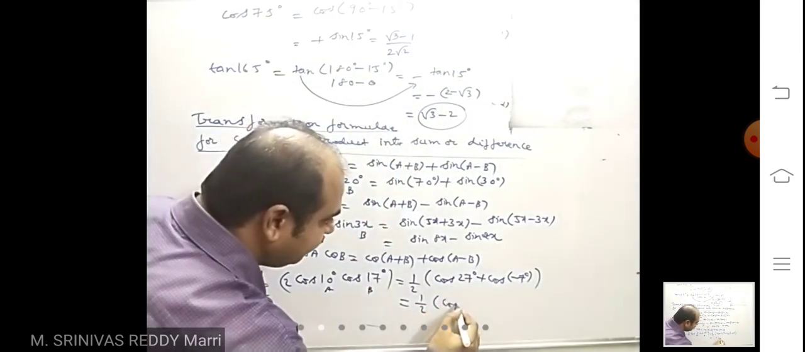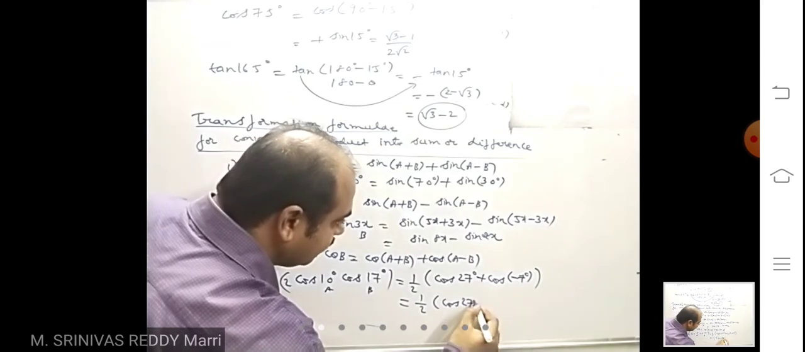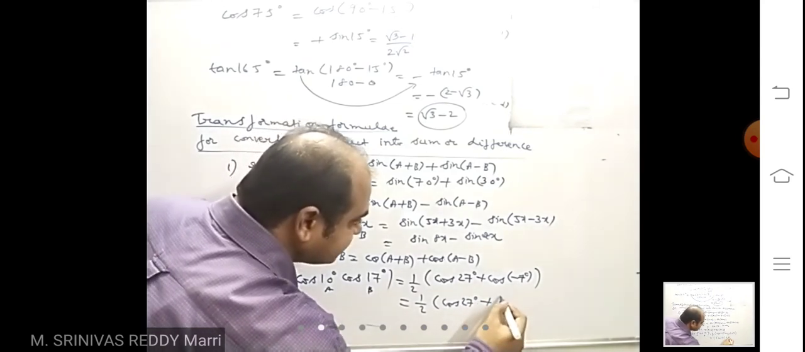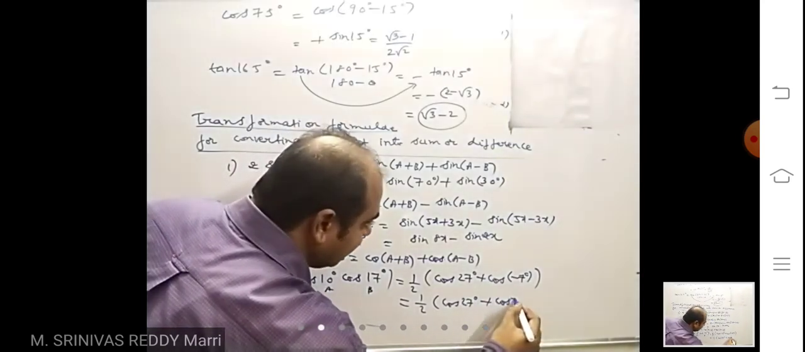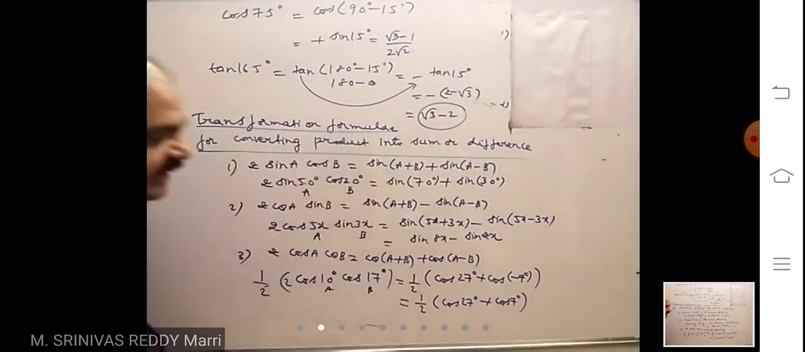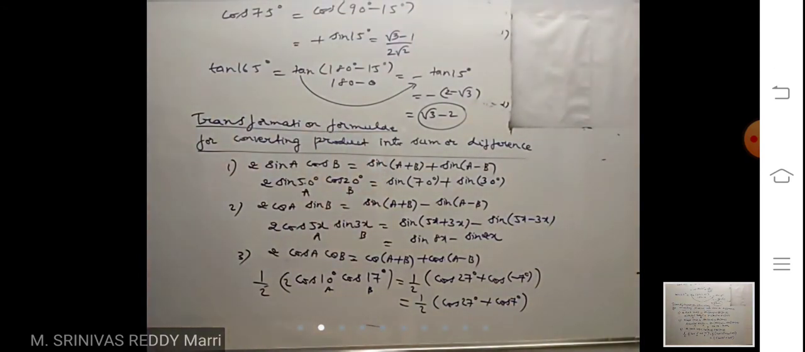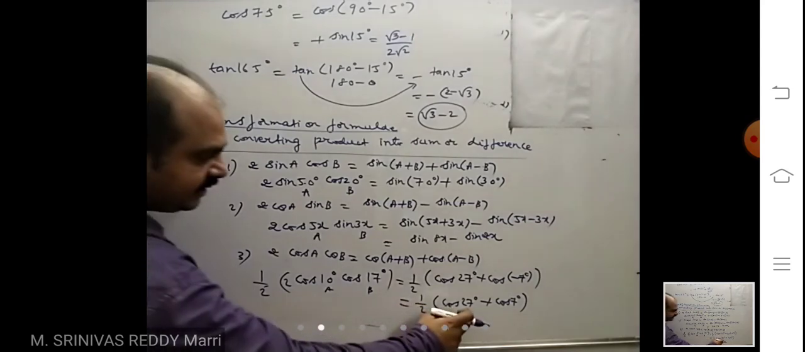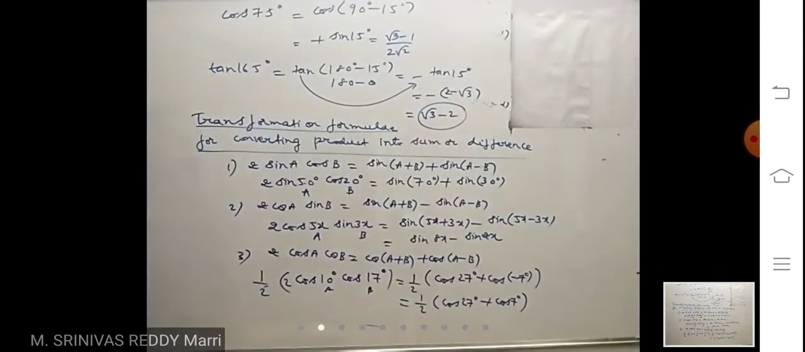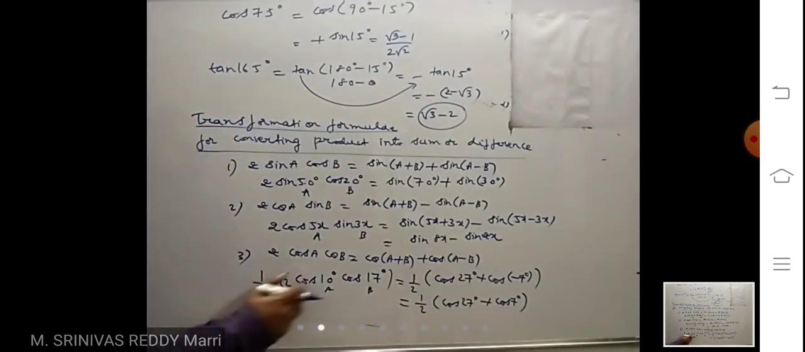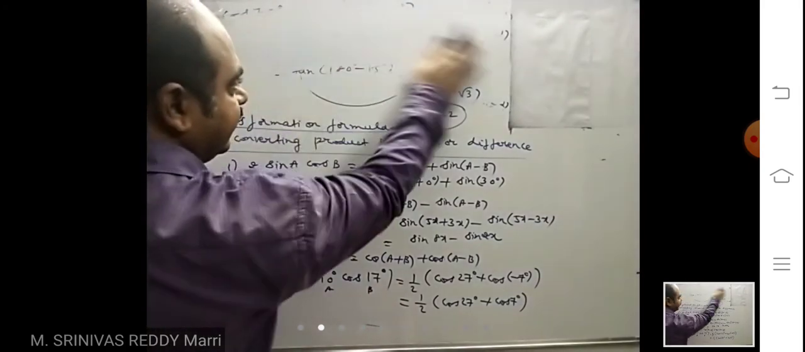So cos of minus theta is what? Cos of minus theta is cos theta. Look at this, it is converted into sum of two trigonometric ratios. Like that, if 2 is not there, multiply and divide it by 2. So like that, three formulas. So next, fourth one.